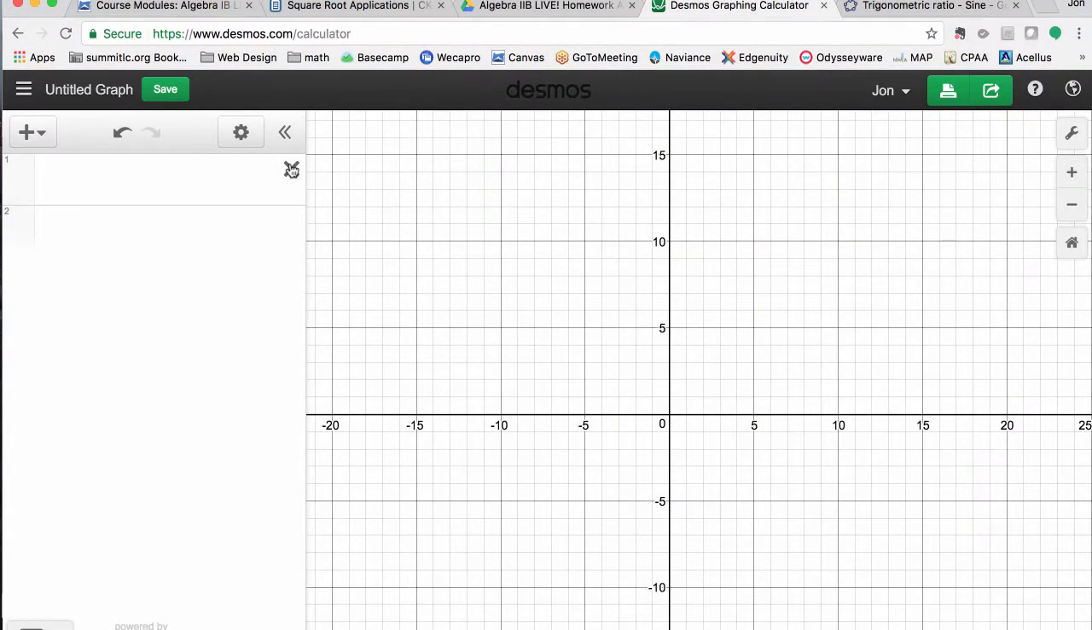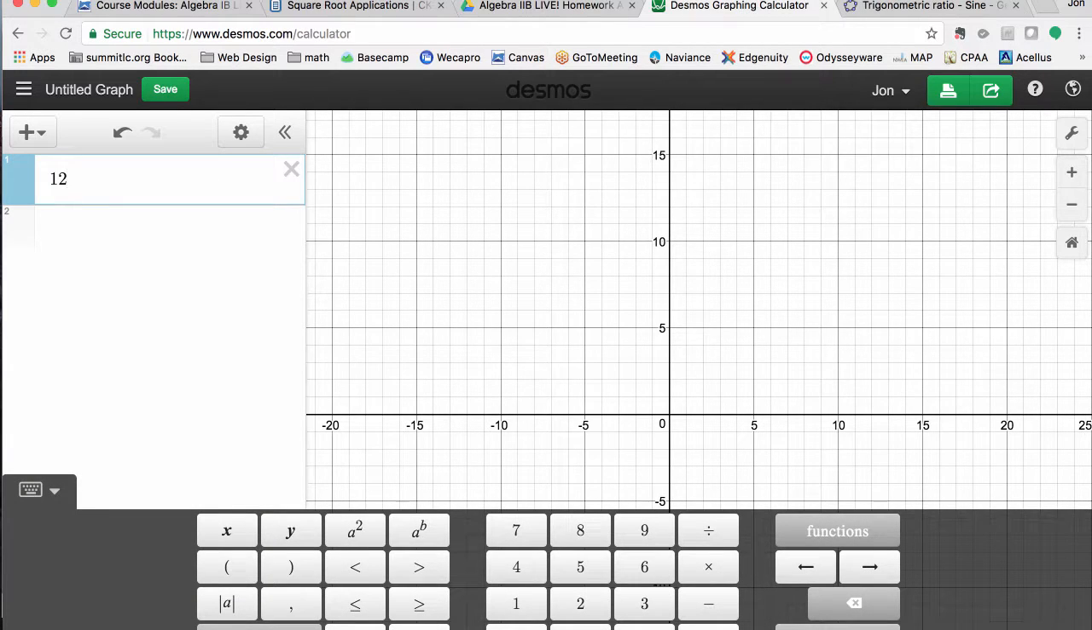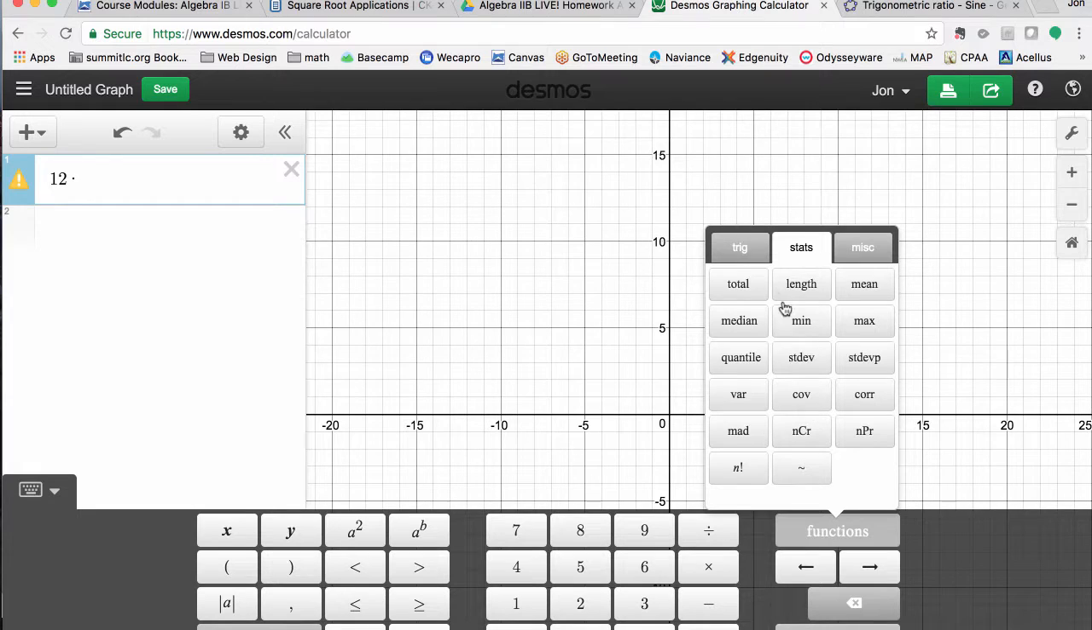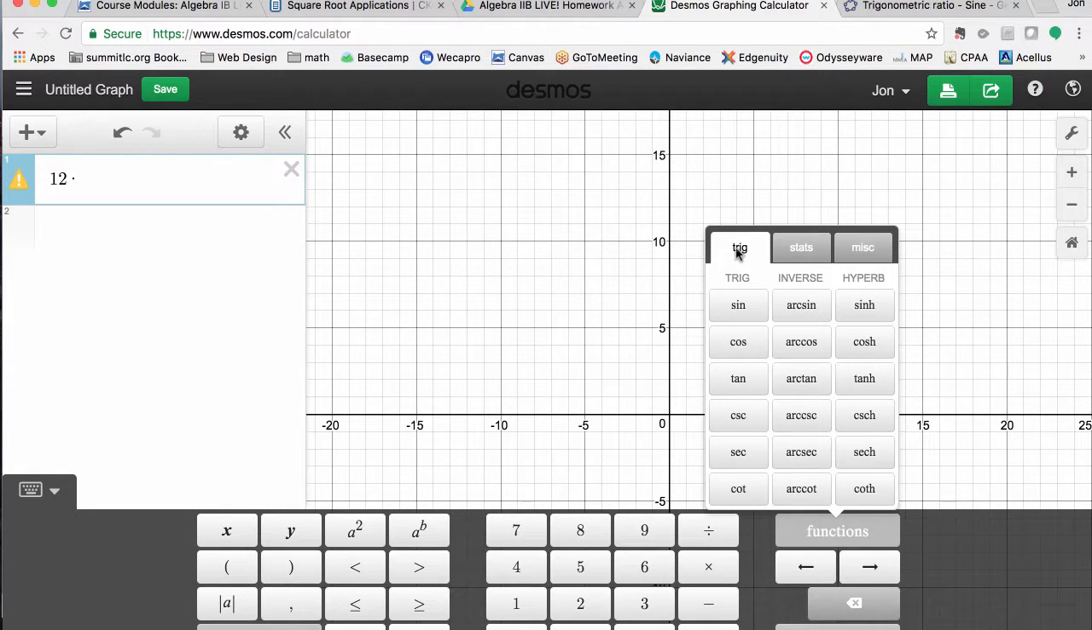All right, here I am, my Desmos calculator. We need to calculate 12 times the cosine of 28. Let's pull up my keyboard here. I got it pulled up. We're going to go to functions. And we have a whole tab for trig functions.